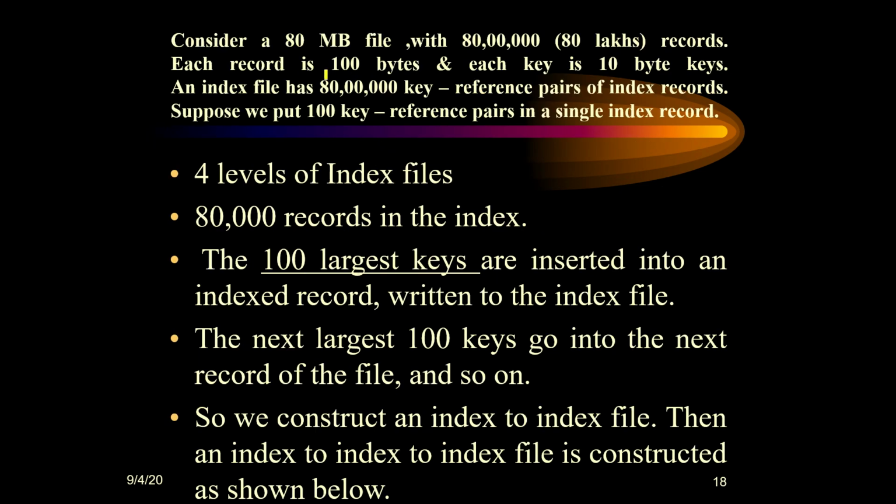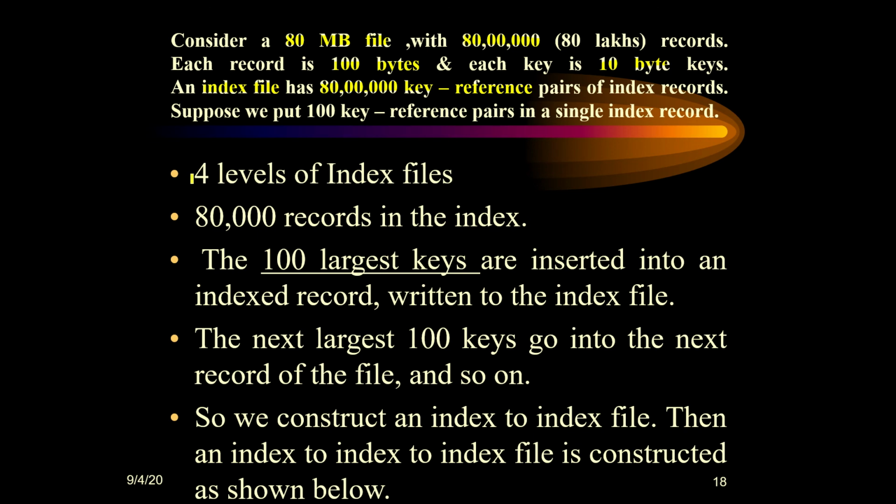So we'll see it with a problem here. Consider that we have a file of 80 MB, having 80 lakh records, and each record is 100 bytes and each key is of size 10 bytes. We are trying to have an index file where we save 8 lakh key reference pairs. So how can we save an index file for 8 lakh records?